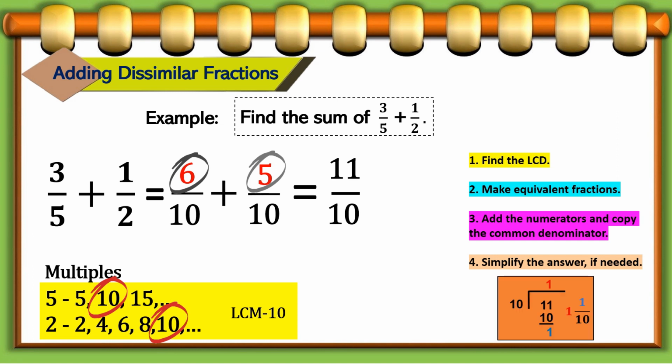So we're going to change 11/10 to a mixed number. We're going to divide 11 divided by 10. We have 1, and 1 times 10 equals 10. 11 minus 10 is 1. So the answer is 1 and 1/10.